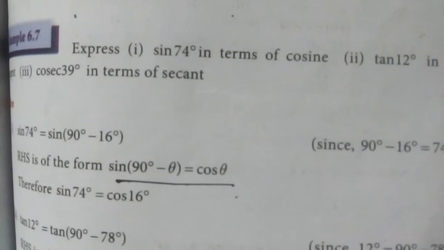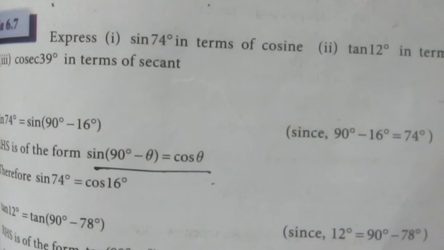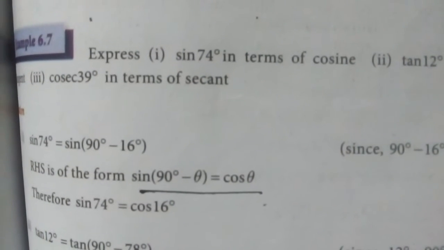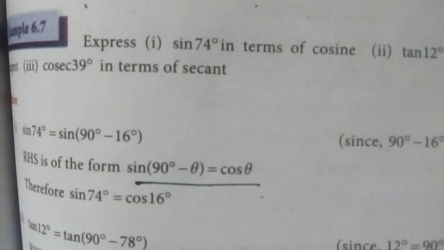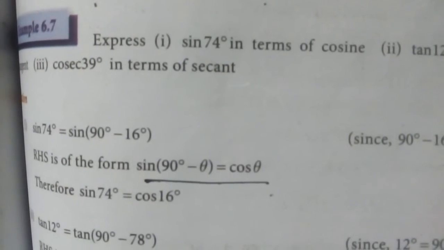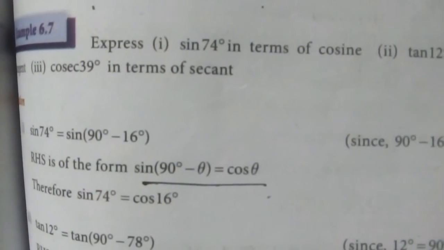Now example 6.7, express sin 74 degrees in terms of cosine. It is given that sin 74 we have to give in terms of the cos. Okay, so let us see what is the solution for this. So first we have to write that sin 74. It can be written as sin of 90 minus 16. 90 minus 16 is also 74. Okay, so we are writing 90 minus 16.